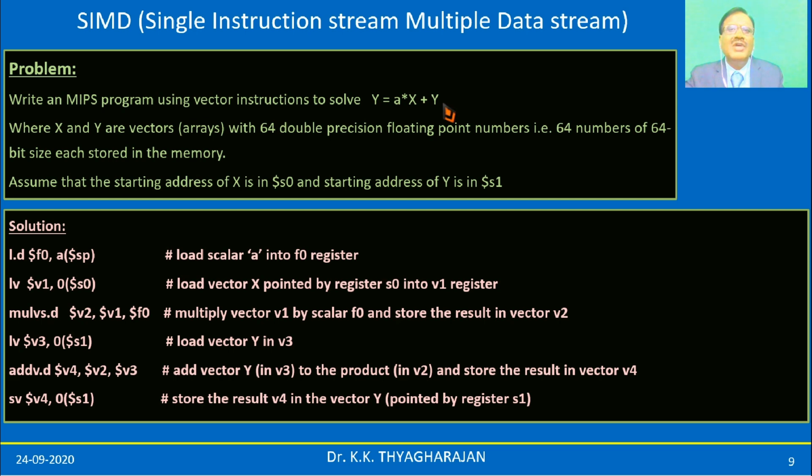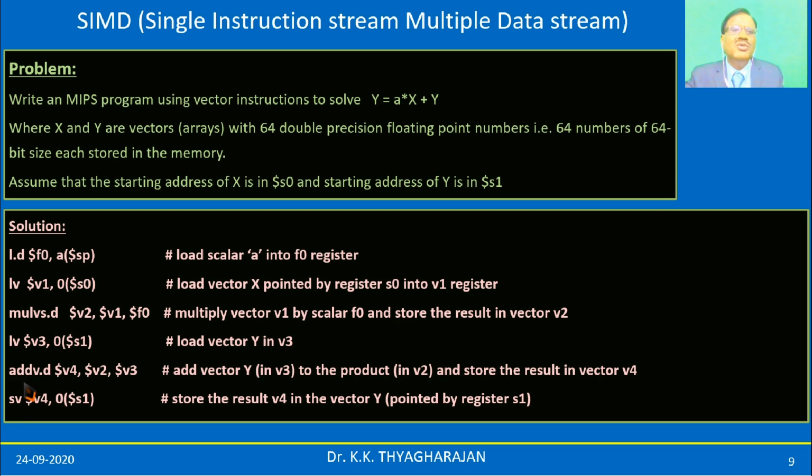Now Y is available in the memory. You bring that Y vector into a vector register V3. For that again you use load vector, V3 register, comma 0, comma S1. Because S1 is pointing, you see in the problem itself it is given, Y is pointed to by the register S1. So you put 0(S1) here. From this location in the main memory, the vector will be brought and stored in V3.